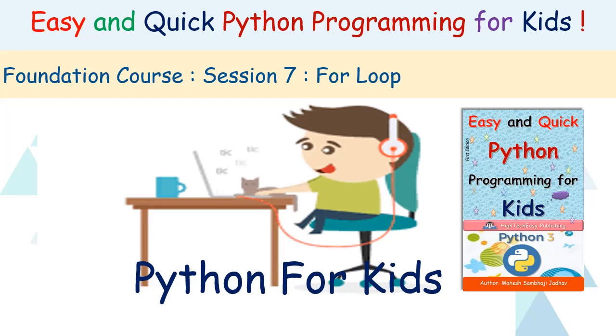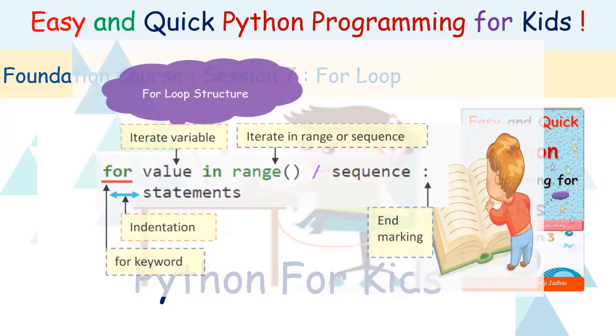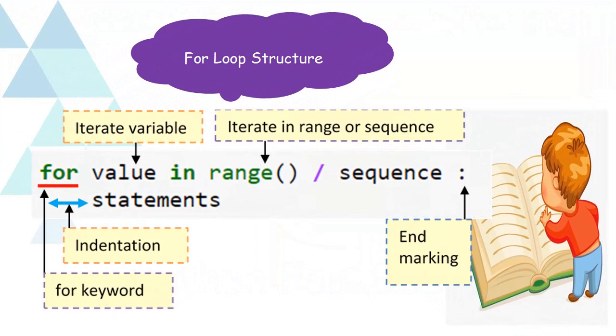Session 7: For Loop. For loop acts as an iterator in Python. It goes through items that are in sequence and iterates its value. For loop structure: the for keyword is used to define a for loop. After that we can use an iterate variable. We can give any name as per our convenience for the iterate variable.